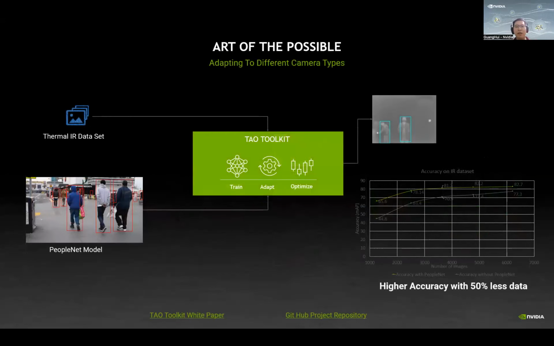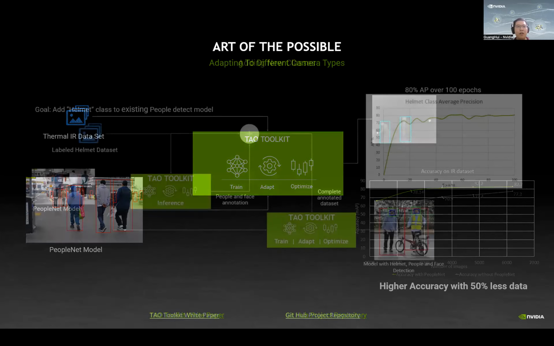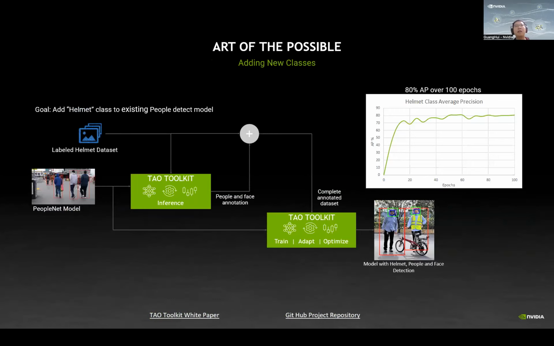And the other thing that you can do is add in features so that you can use it for different camera types. One example is you use a PeopleNet model and then fit in a thermal IR data set. It's mainly for night vision, where you can adapt it and train the model so that it becomes a model that can detect with thermal IR cameras for night vision. Another thing you can do is also add new classes. So with PeopleNet, you add new classes, like to detect helmets or safety vests, for safety and security kind of use cases. And then you fit in all these models and do transfer learning with your own data set to get a certain level of accuracy.